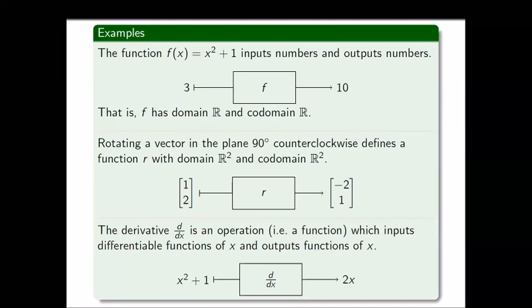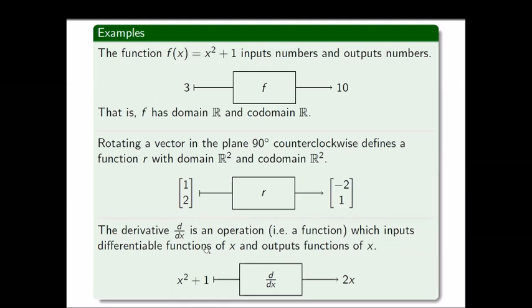Similarly, in the second example, rotating a vector in the plane by 90 degrees counterclockwise is also a function, but with domain R2 and codomain R2 as well. So what this does is it takes any vector and it assigns it to a vector, which is the 90-degree rotation counterclockwise of it. So for example, (1, 2) will get mapped to (-2, 1). In other words, if (1, 2) is the input to this rotation function, the output will be (-2, 1).